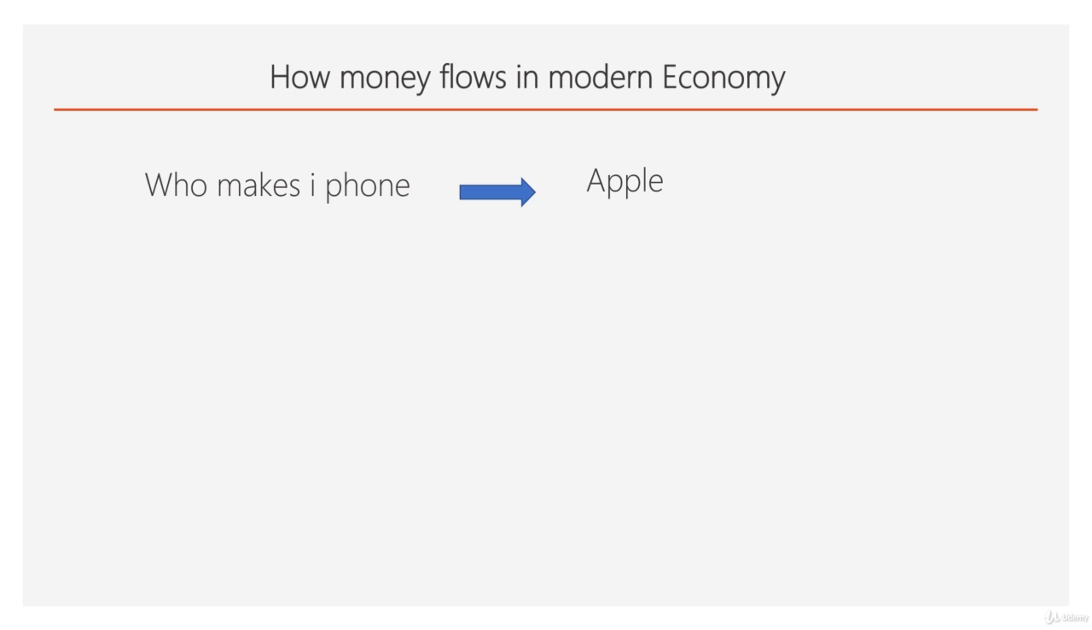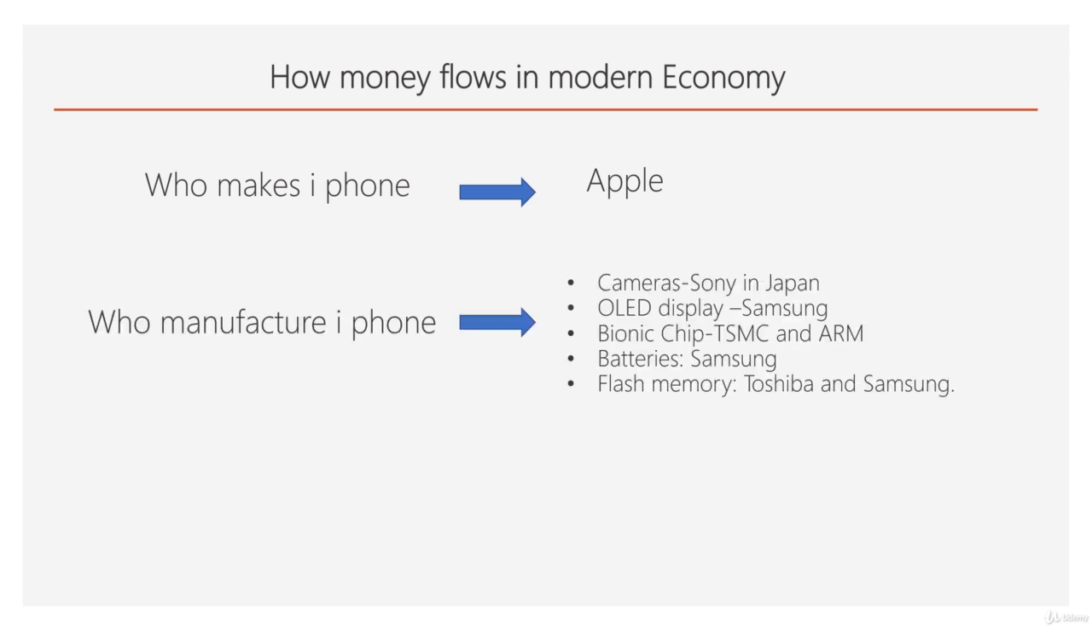Sorry to burst your bubble, but there are a lot of companies who manufacture your iPhone. For example, the camera module which is used in your iPhone is made by Sony in Japan. The OLED display which is there in your iPhone is made by Samsung. The Bionic chip A12 or A13, depending on the type of model you have, is made by TSMC and ARM. And the batteries which are used in your iPhone are made by Samsung. And the flash memory, which is RAM, is made by Toshiba and Samsung. So none of the components in your iPhone is made by Apple itself.